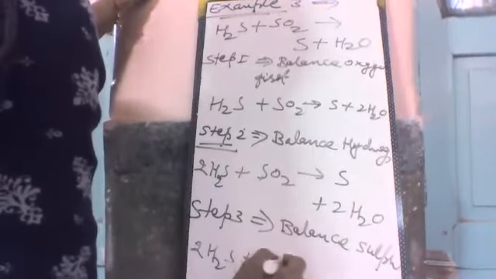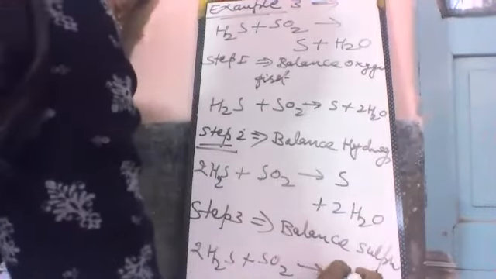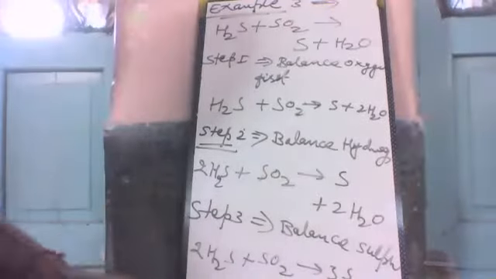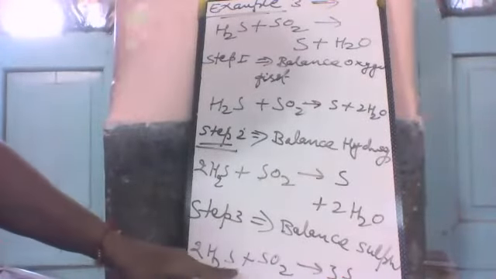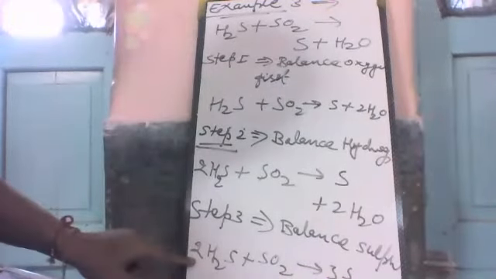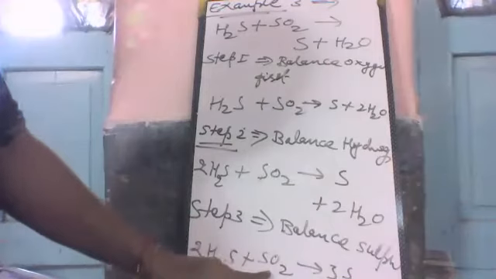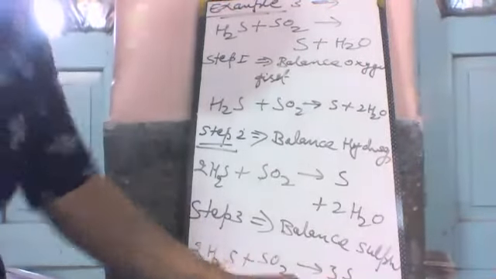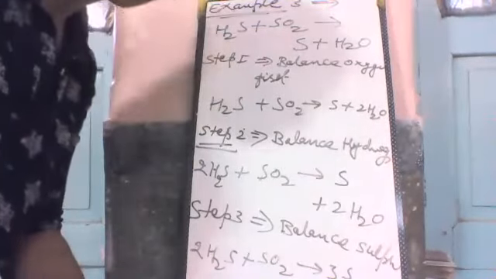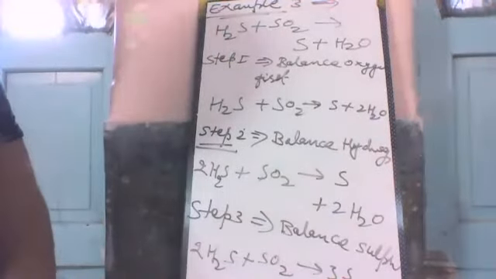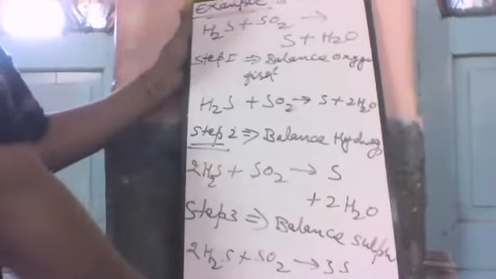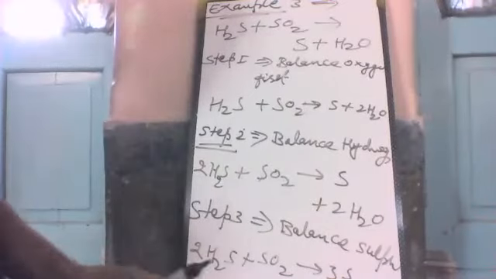2 H2S plus SO2 gives 3 S plus 2 H2O. And this is the balanced equation. 2 and 1, 3 sulfur. Here is 3 sulfur. 4 hydrogen, 4 hydrogen. The number of oxygen is 2 and the number of oxygen is 2. So in this way we have balanced the equation. The equation is balanced now.